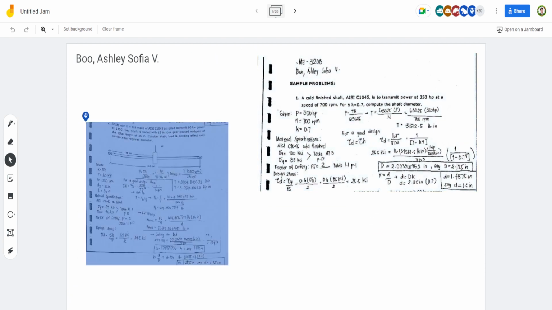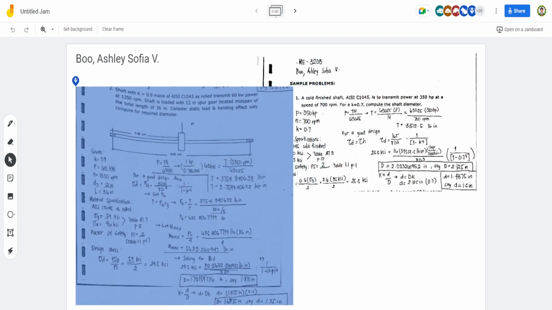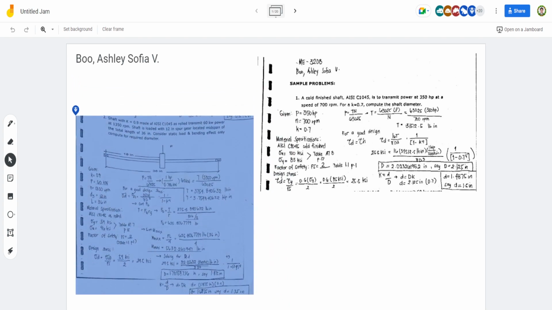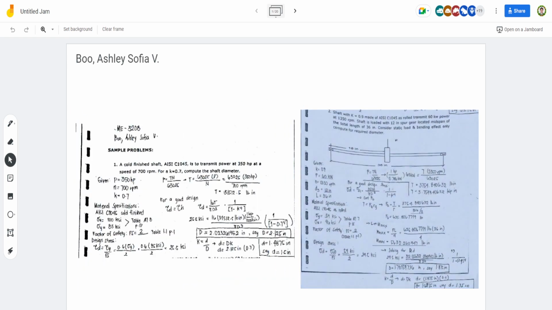Okay. Kindly explain your work, Ken. For problem 2 po, the given po is K is equal to 0.9, P is equal to 60 kilowatts, N is equal to 1350 RPM. Diameter of spur gear is 12 inches, length po is 36 inches.